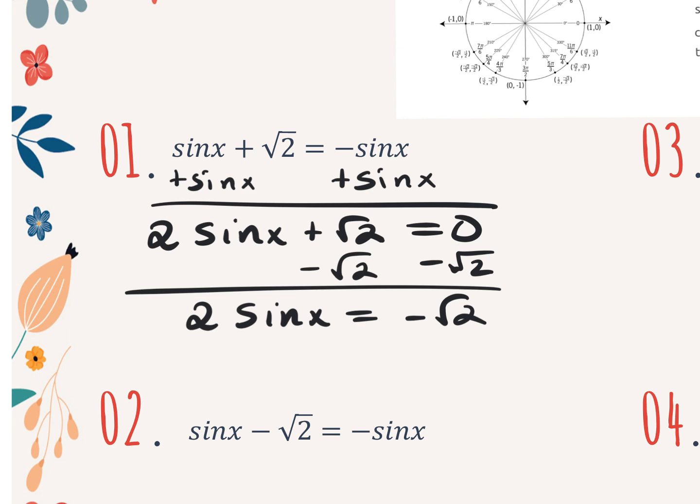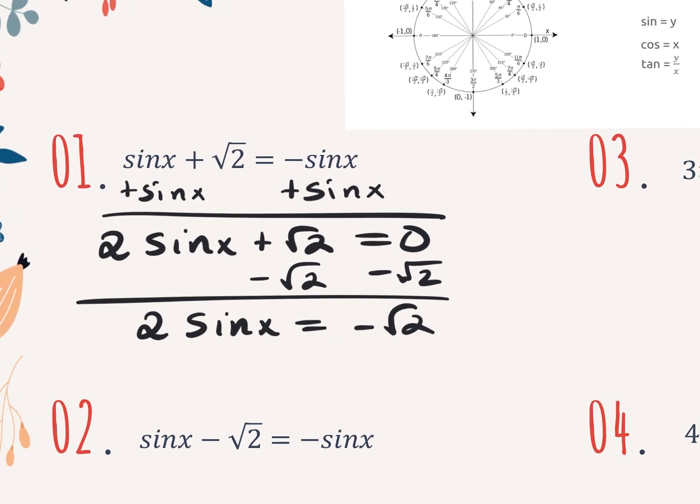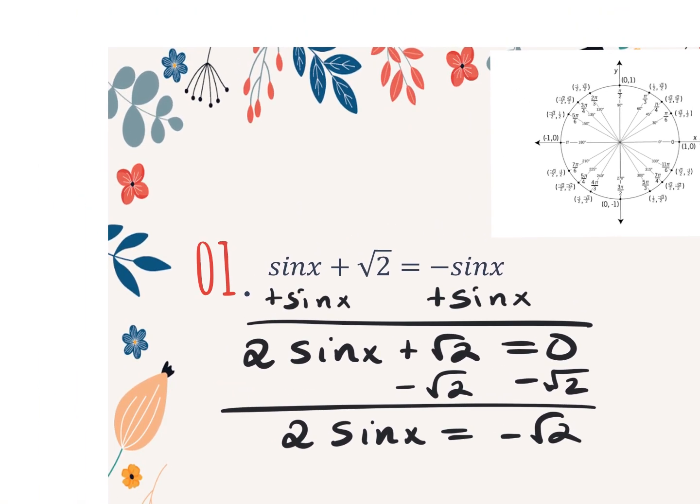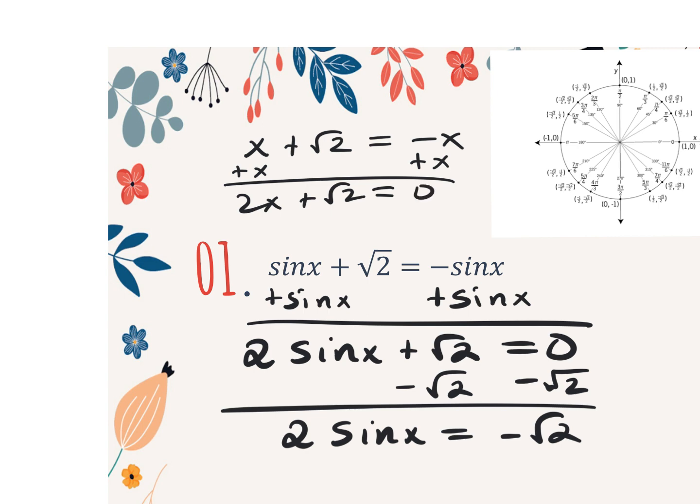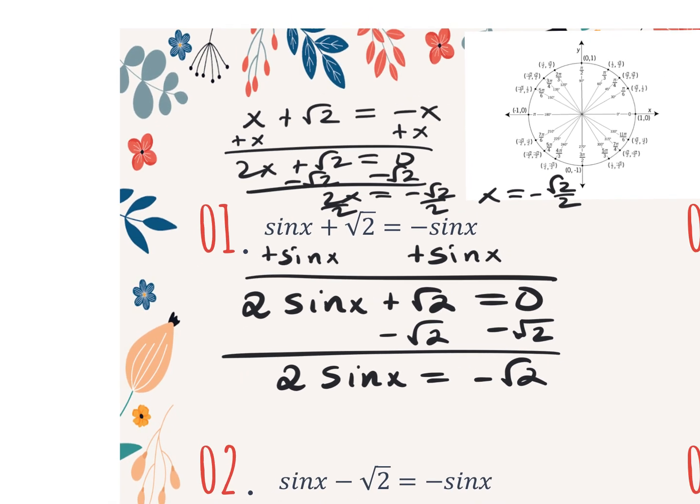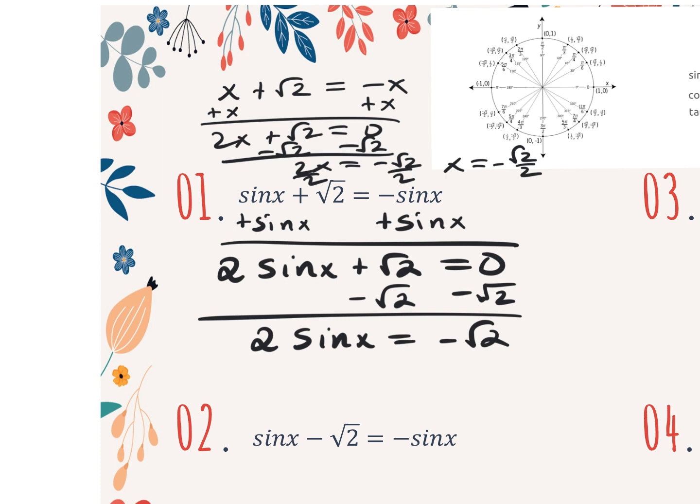Again, I'm working on isolating. At first, you can think of this as just taking away the word sine: x plus root 2 equals negative x, then solve for x, get 2x plus root 2 equals 0, move the root 2 over, and then you get 2x equals negative square root 2, divide by 2, and x equals negative square root 2 over 2. So this is how you could do it if adding in the trig word confuses you. But let me go ahead and finish it now with the word sine x.